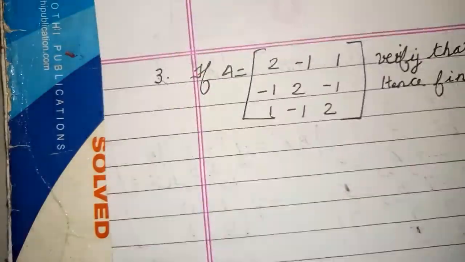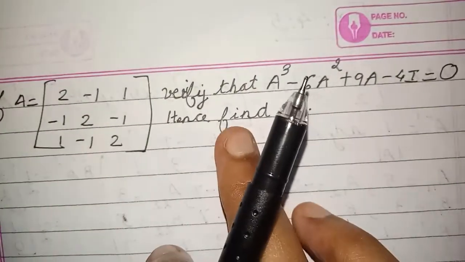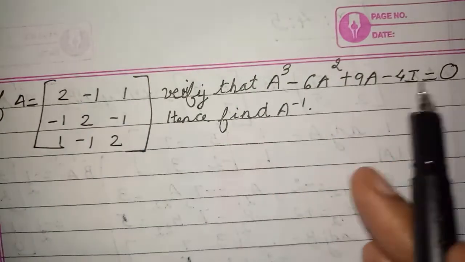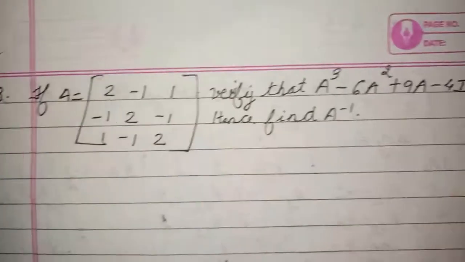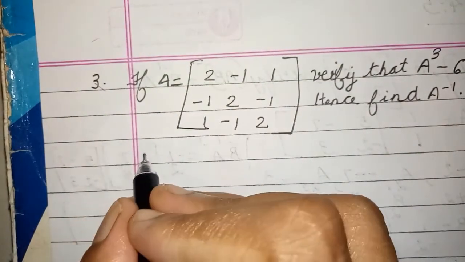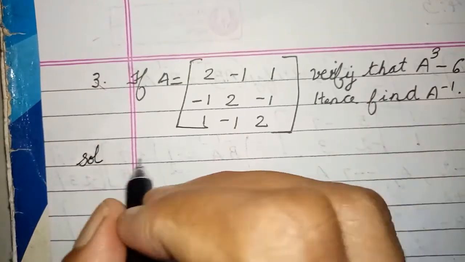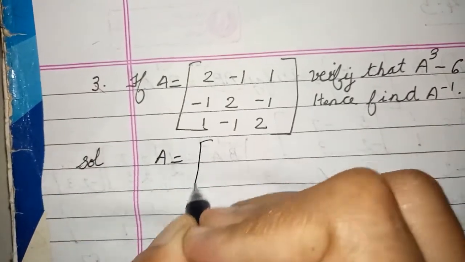Now the next problem. If A is equal to a 3 cross 3 matrix, same way you have to verify this condition is true, and from that you have to deduce A inverse. Okay, so let's do it, children. Let's write here A cube. But you know that, children, A cube means A square into A. So first I have to find A square.